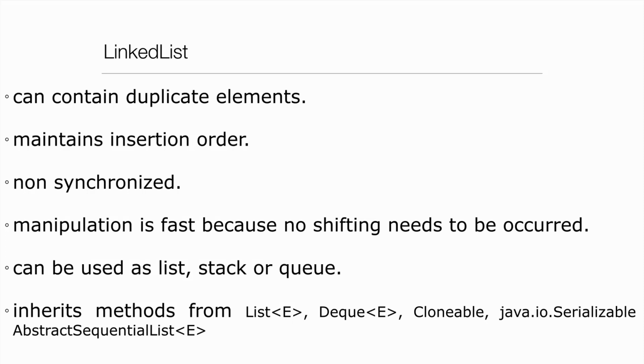It can be used as a list, stack, or queue. So in the previous lesson we used it as a list. It can also be used as a stack and a queue. In this lesson we're going to be taking a look at using it as a queue. And here we also have that it inherits methods from List, Deque, Cloneable, java.io.Serializable, and AbstractSequentialList, which is not an interface, it's an abstract class, but it also inherits methods from there. All right, so that is essentially just some fun facts about the list. Now let's take a look at how we can actually use a linked list as a queue and how exactly the queue works in Java and really in any programming language.